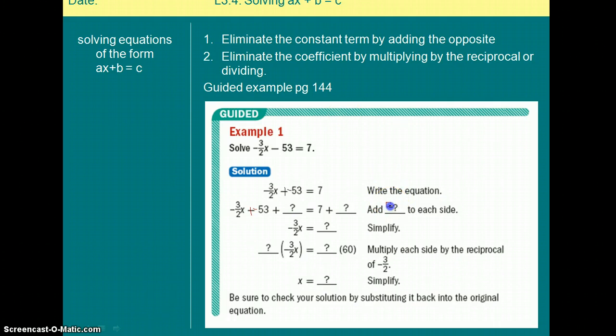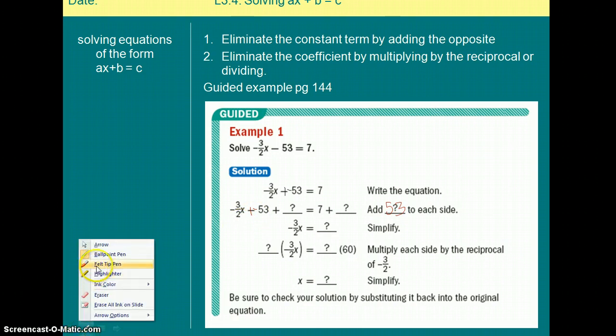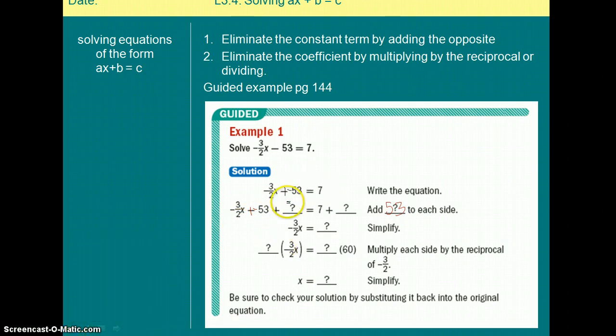So in this case, we would want to add 53 to each side. So we'll do that. Whoa, that one got a little crazy. 53 to each side. On this side, we'll see opposites zeroing out. On this side, 7 plus 53 makes 60. So we're just simplifying by combining our like terms.